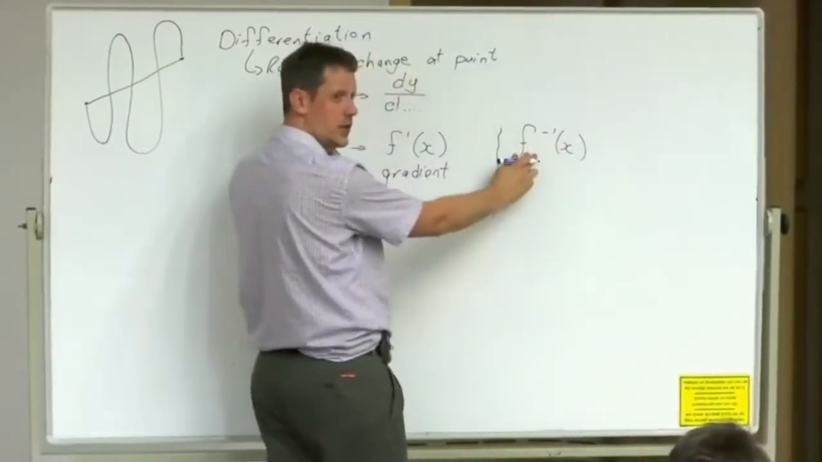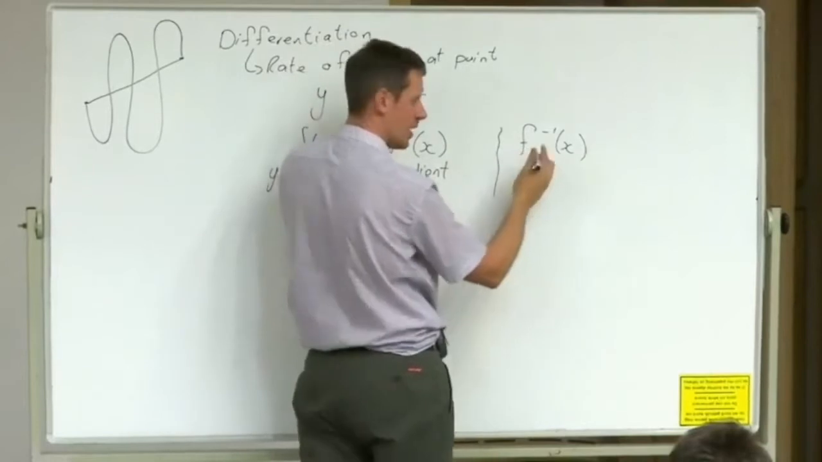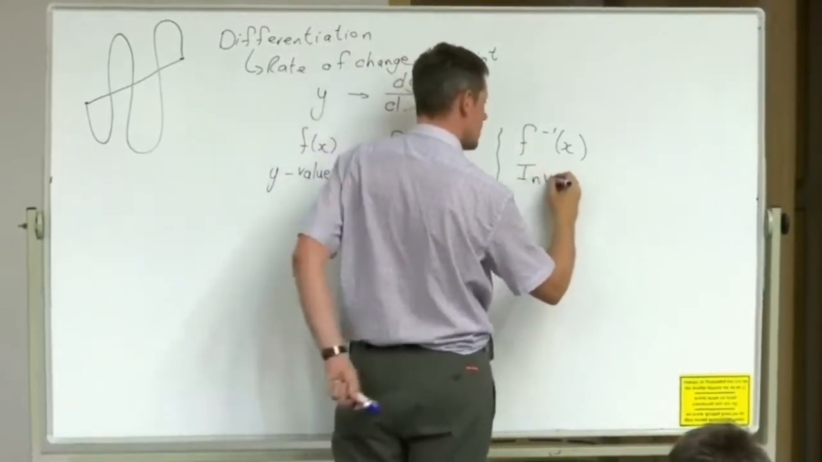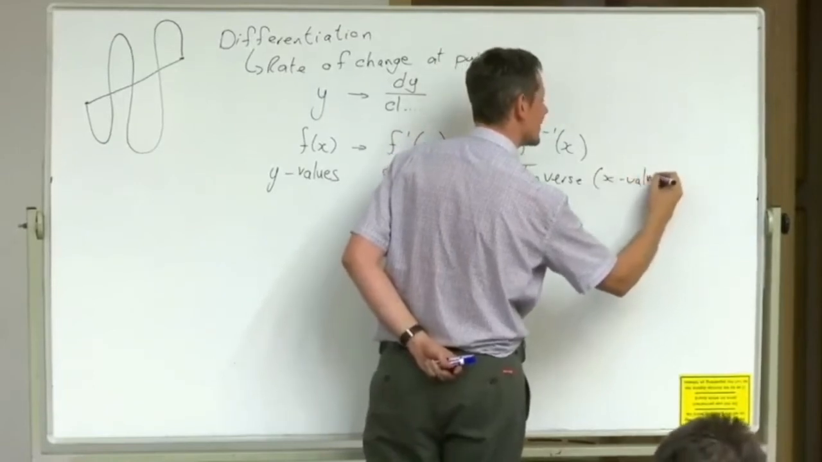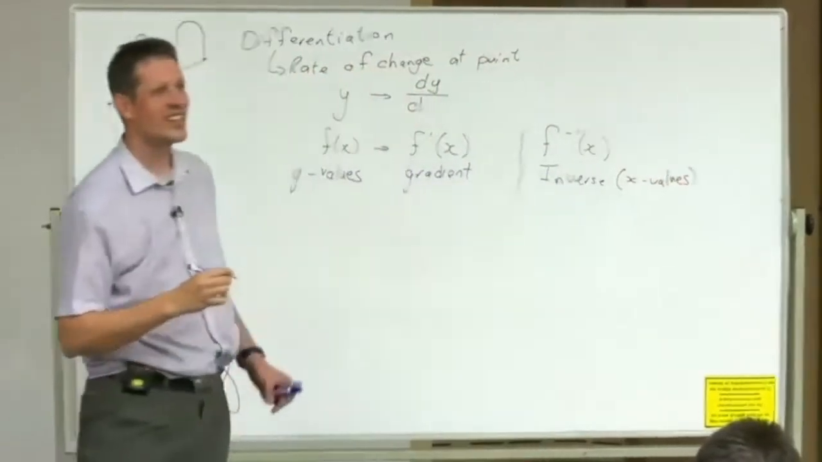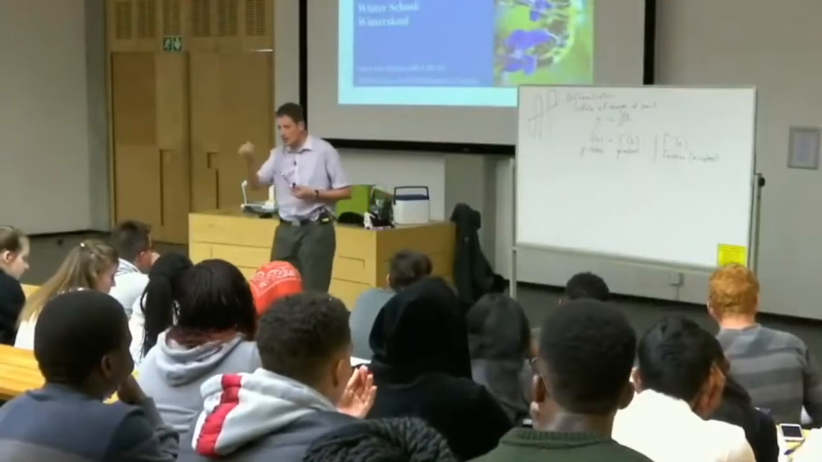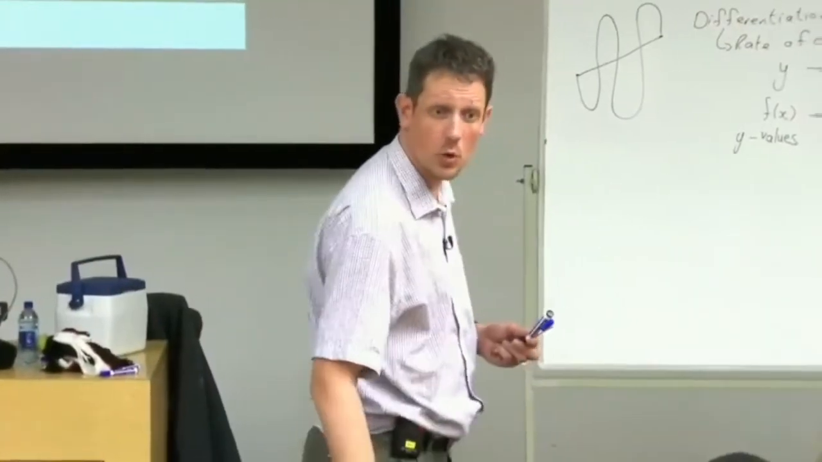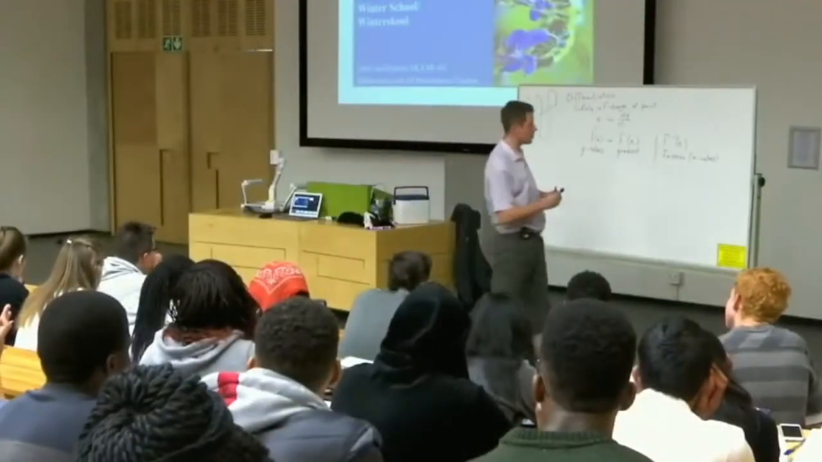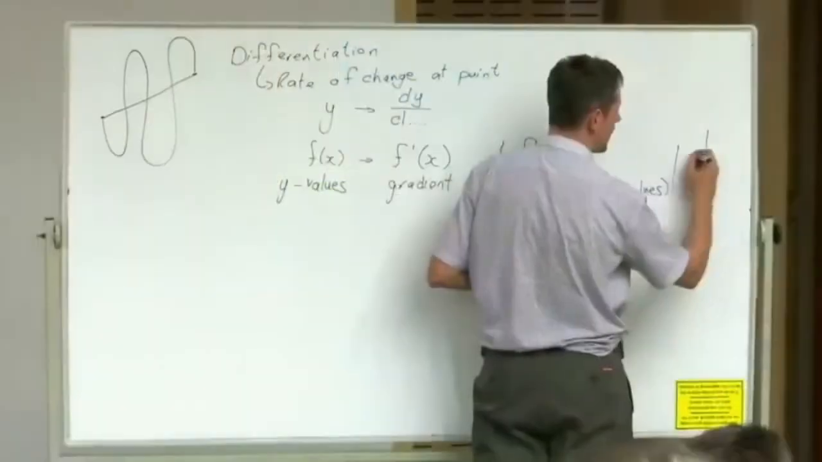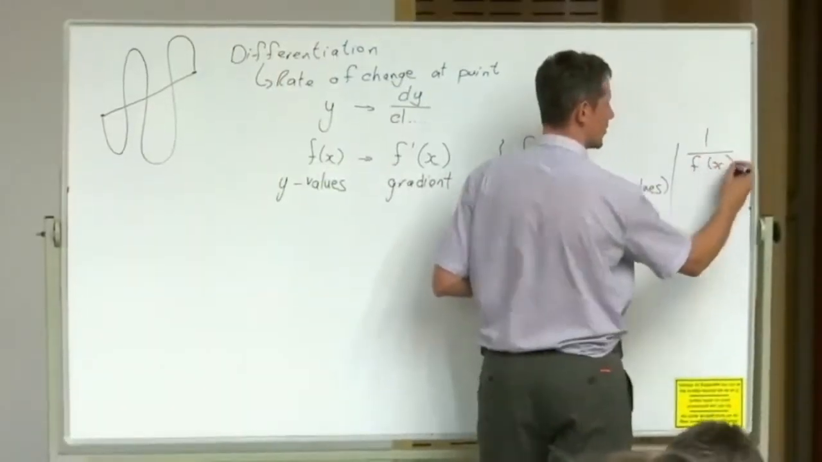And what does f to the negative 1 give me? The inverse, or the x values. Okay? So your notation is important. I'm going to throw a horrible one in for you, that I've seen them ask just to confuse you guys. But what about 1 over f of x?